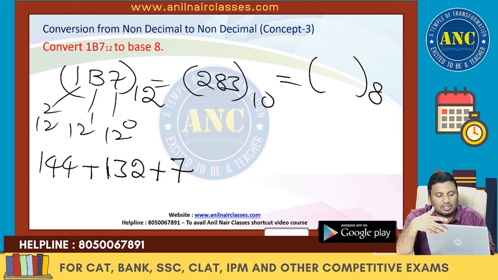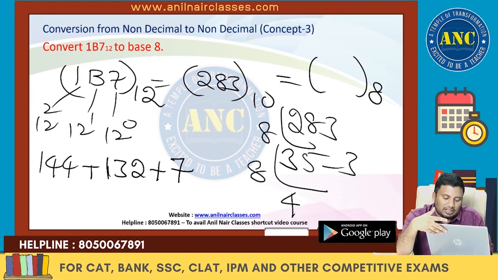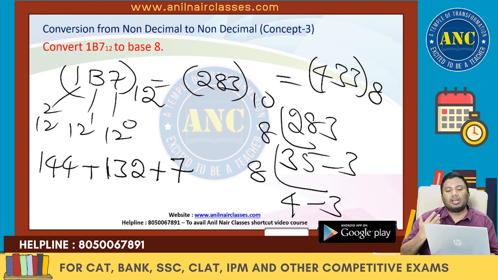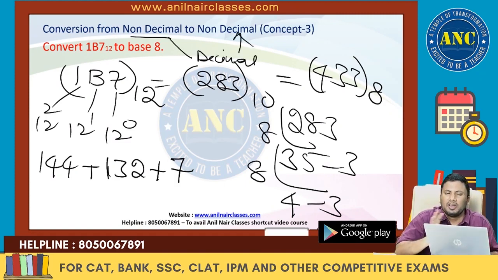283 in base system 10, to base system 8. 8 3s are 24, remainder 3. 8 5s are 40, remainder 3. 8 4s are 32, remainder 3. So 4 3 3 in base system 8. Converting from non-decimal to non-decimal where there is no correlation, it's very easy. Convert non-decimal to decimal and then shift from decimal to non-decimal. Very easy type, just direct substitution.